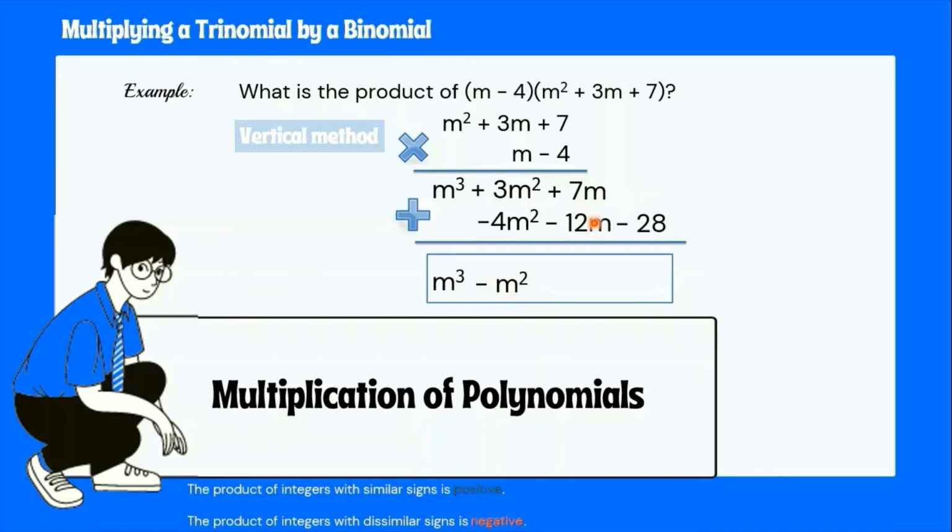Next, 7m plus negative 12m. Different signs pa rin sila, so we need to subtract their absolute values. 12 minus 7 is equal to 5. And then, yung 5 ay magiging negative dahil ang ating larger number ay 12 na may sign na negative. And then, copy the literal coefficient m. Walang kapareho na constants yung negative 28, kaya drop it down. Yung sagot natin dito sa vertical method ay pareho lang sa ating sagot sa distributive or horizontal method.